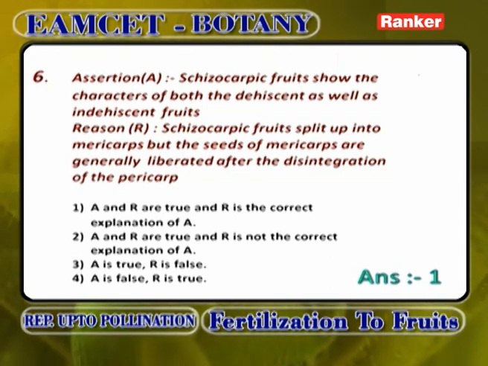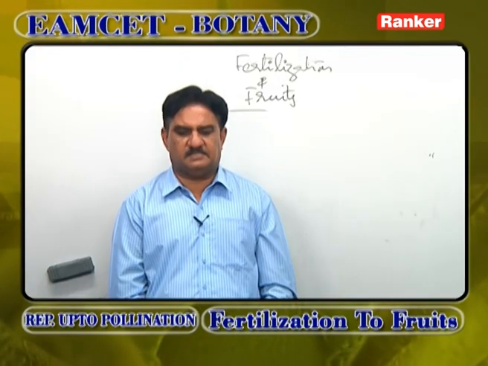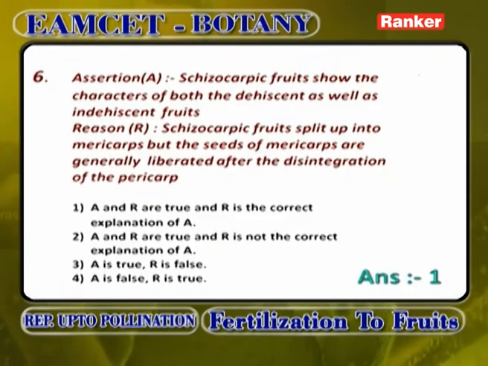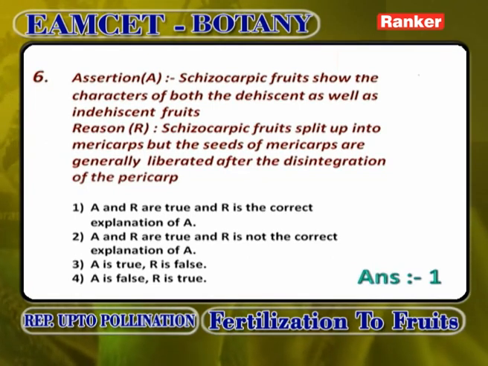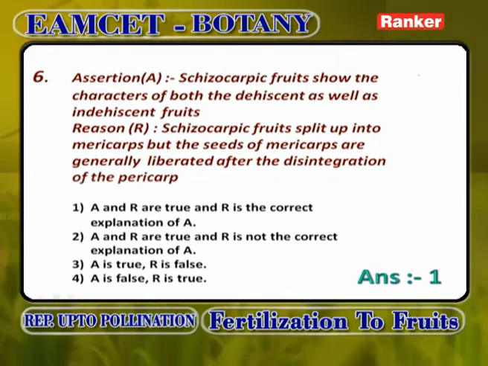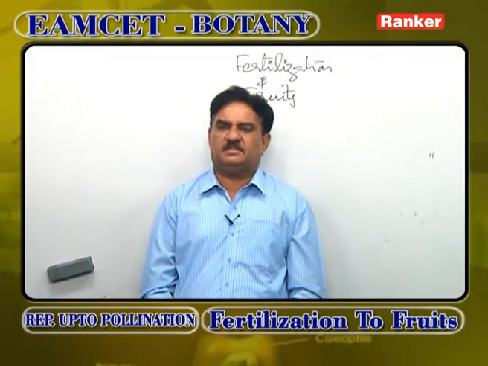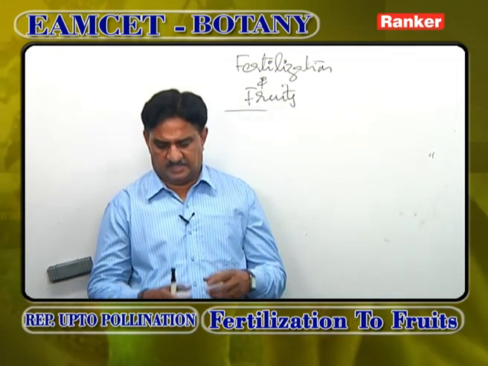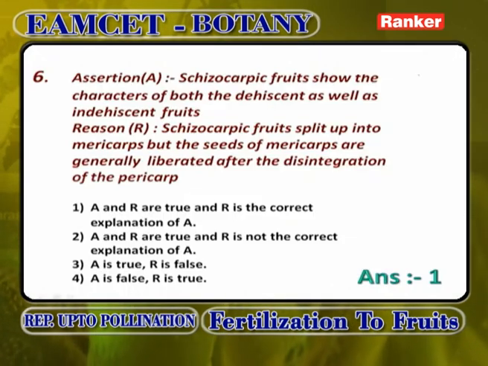R is the correct explanation of A, because schizocarpic fruits show the characters of both dehiscent as well as indehiscent fruits. Schizocarpic fruit splits up into mericarps is correct. The seeds of mericarps are generally liberated only after the disintegration of pericarp is correct. So A and R are correct, and R is the correct explanation of A.